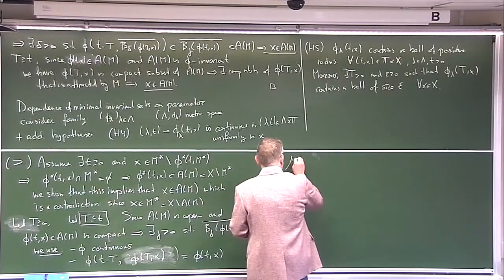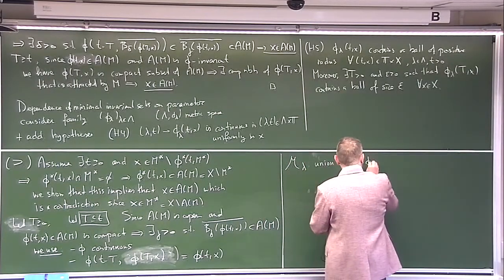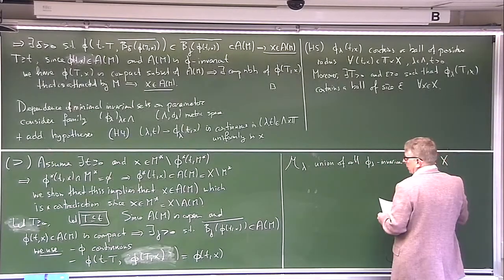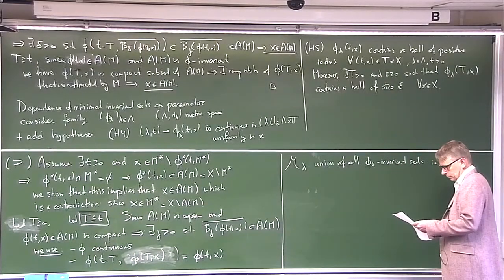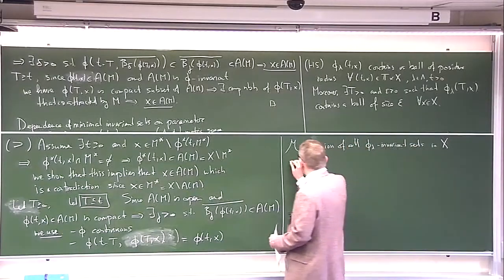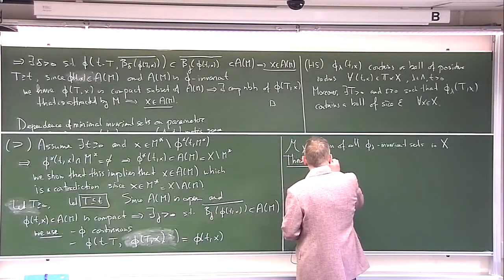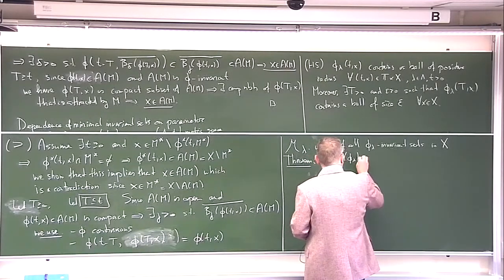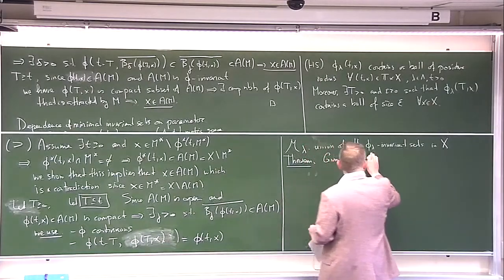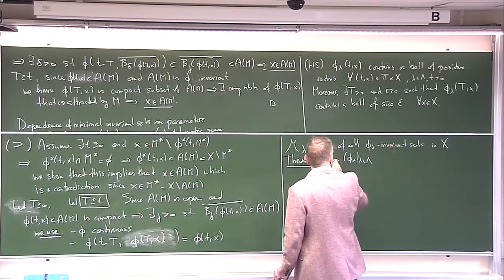Okay, so now I define m lambda as the union of all phi lambda invariant sets in this. Then I have a theorem. Given the family phi lambda, is it a union or a collection? Sorry, M is a collection. It's a union of all phi lambda invariant sets, a set that contains all invariant sets.